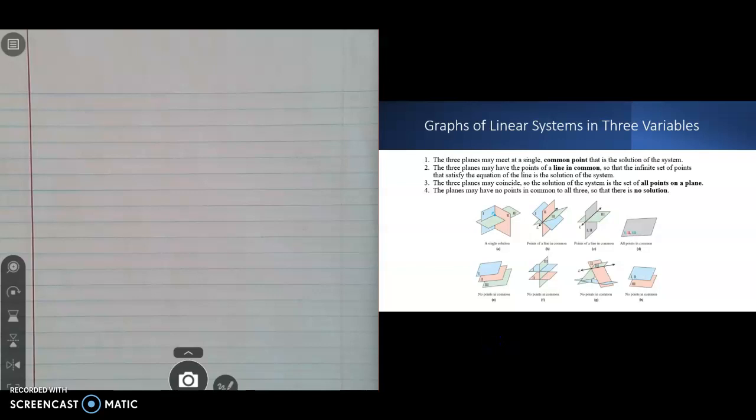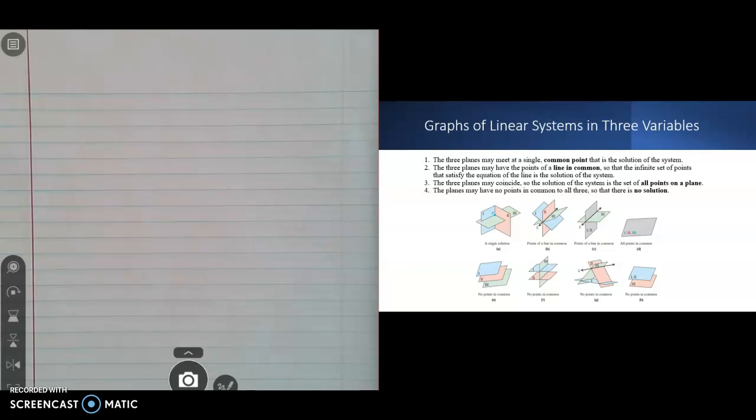So let's talk about visually what these look like and what the options are. In general, when you have 3 variables, you aren't graphing lines anymore, you're looking at planes. Planes are flat things that could continue in all two-dimensional directions. And so you can see some pictures here of different planes and how they intersect.